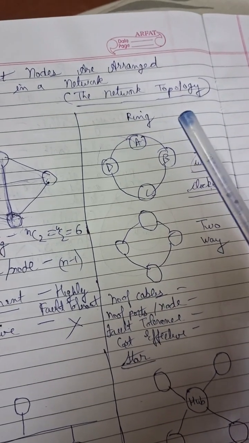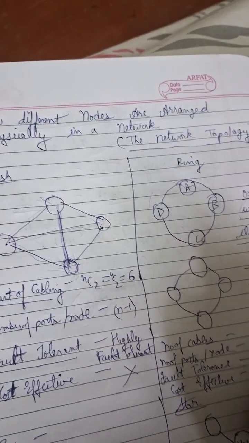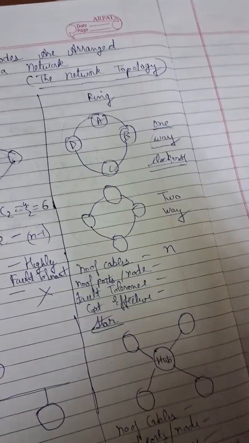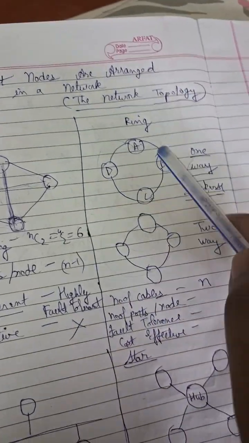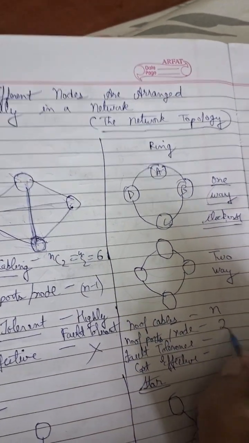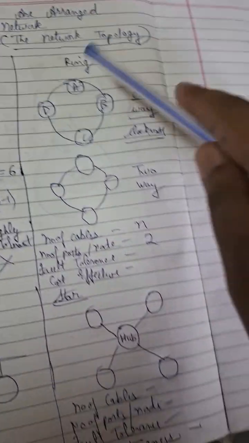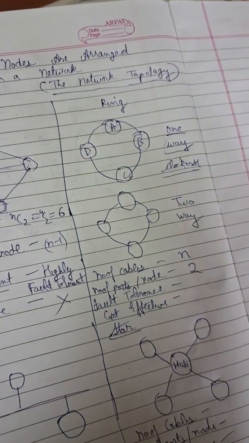So here we will say, if we have n nodes, then n amount of cables will be required. Number of devices will be n. If there are n number of nodes, n cables will be required. And what will be the ports? See, one will be the receiving port, one will be the sending port. So per node, there will be 2 connections required: first connection to the immediate left, and then another connection to the immediate right.